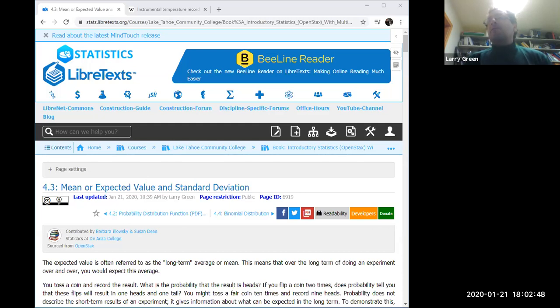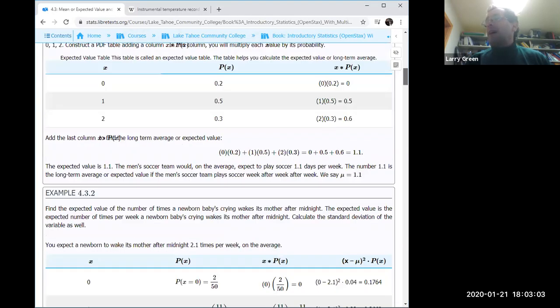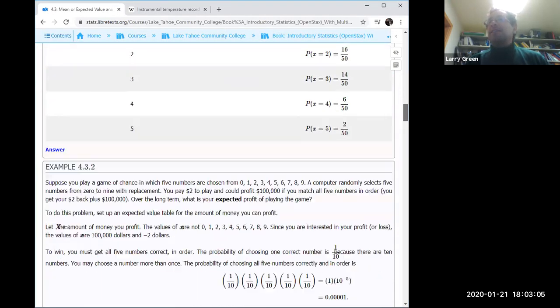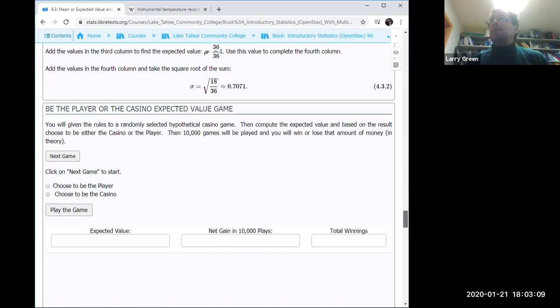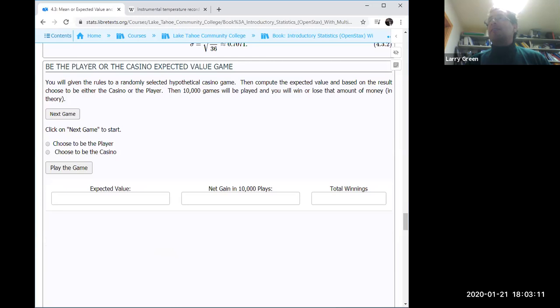Okay, so this is book 4.3. And the good news is I have the ability to put whatever I want in it. It's an open book, and that's one of the good things about free and open, is that I can put stuff in. So I coded a game, and let me scroll down. I'm going to show you, and I recommend you playing this too. See how y'all do. So it's the be the player or the casino expected value game.